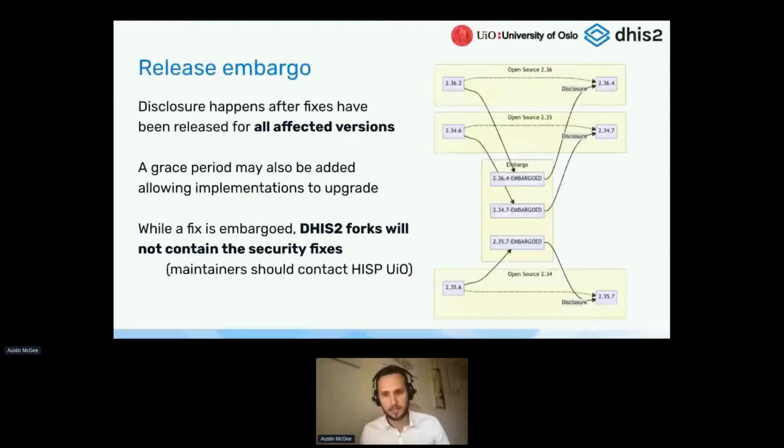Again, that might be expedited in the case of critical security vulnerabilities. And our policy is to embargo the vulnerability and the fix to that vulnerability until all of the affected versions have been patched, and we then disclose publicly that this vulnerability existed. We may also add, depending on the vulnerability and the speed with which we release fixes on all the affected versions, a grace period allowing implementations to upgrade before publicly disclosing. And that is also taken into account in this embargo mechanism.